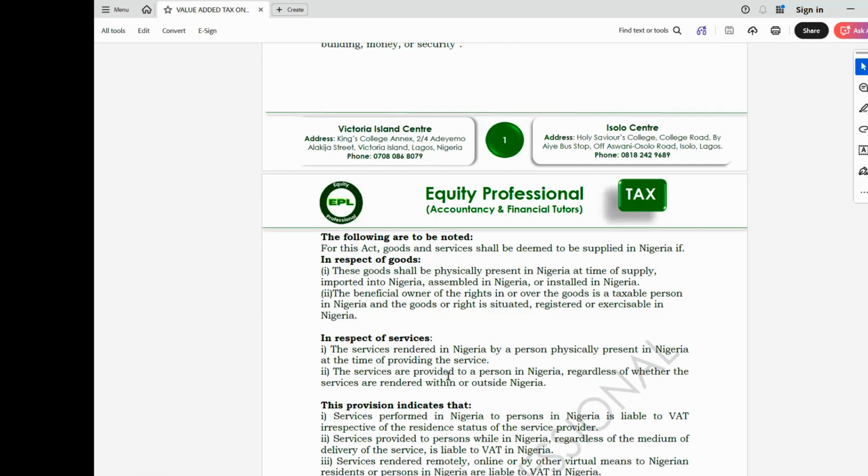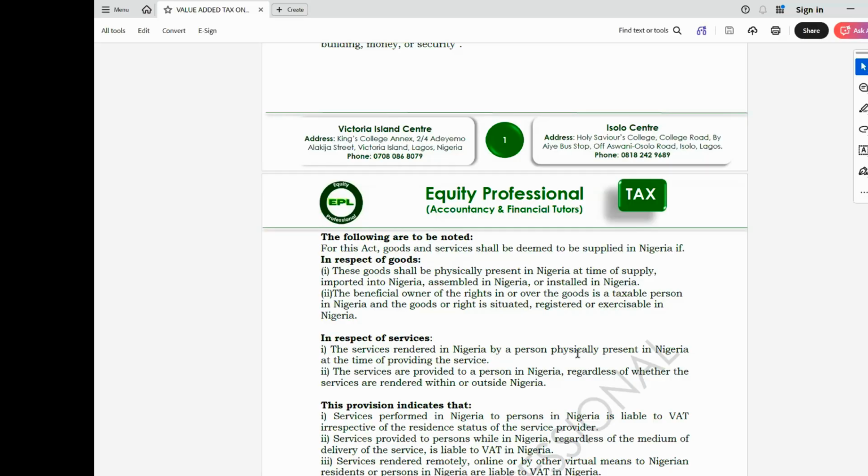Therefore, for services to also be liable to value-added tax in Nigeria, the service must be rendered in Nigeria by a person physically present in Nigeria at the time of providing the services. A service will be liable to value-added tax if the service is rendered in Nigeria by a person that is present here in Nigeria.